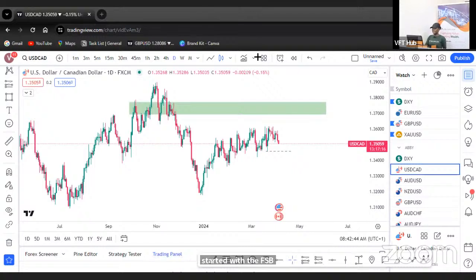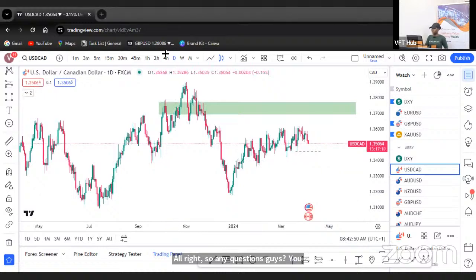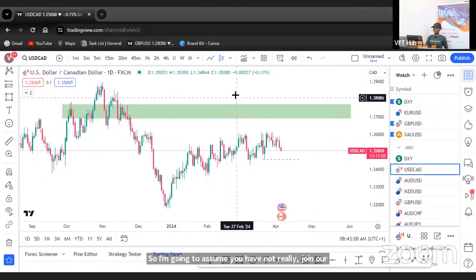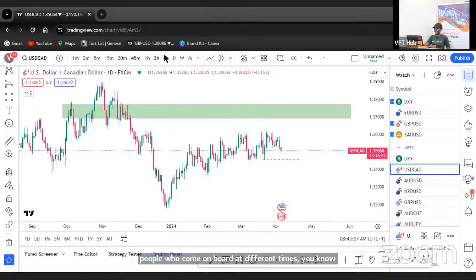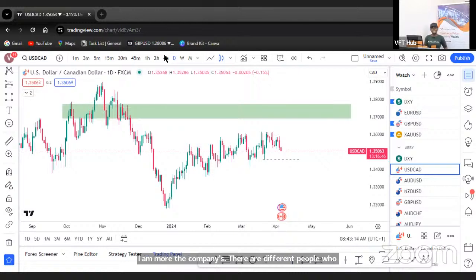All right, so any questions, guys? If there are no questions, was this helpful? Dollar bill, I'm going to assume you've not really joined our sessions regularly. You know that there are different people who come on board at different times to analyze different pairs. I am more of a commodity currency trader, so my analysis are more on AU and USD CAD. When you see my colleague CJ, Cynthia on board, they're the right guys to analyze EU for you. Please quickly ask your question so we can proceed.